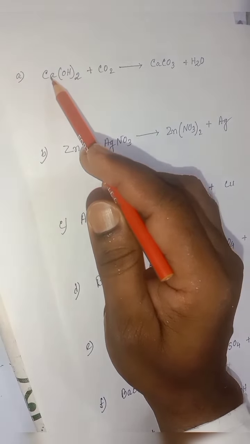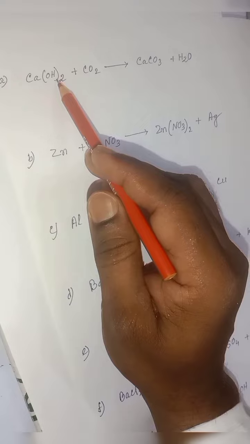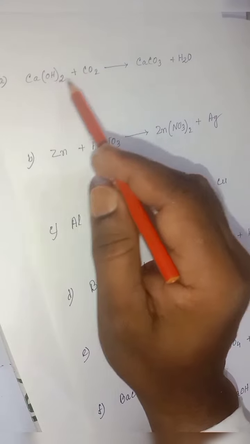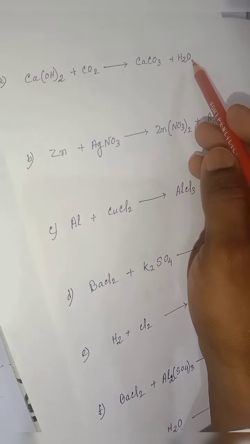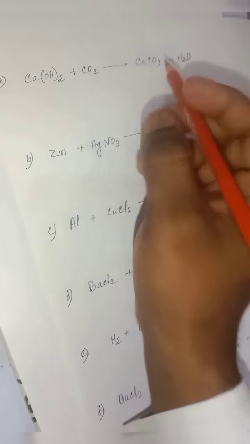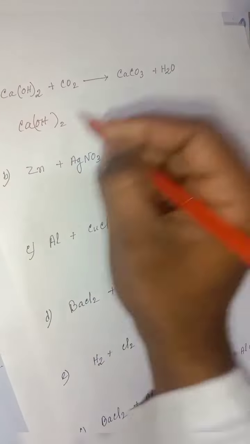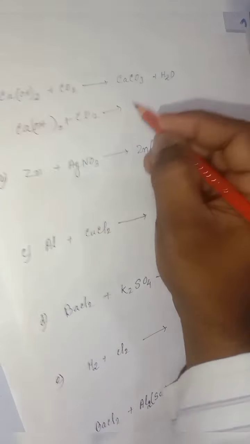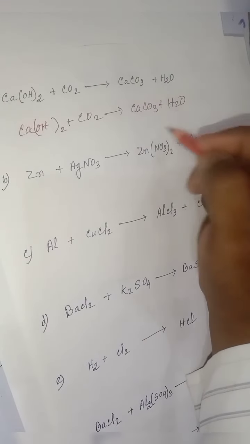Calcium: left hand side 1 atom, right hand side 1. Number of hydrogen: 2 on the left hand side, 2 on the right hand side. Number of oxygen: 2 plus 2 is 4 atoms on the left, 3 plus 1 is 4 on the right. That is the balanced equation, so there is no change in the number of atoms. That is Ca(OH)2 plus CO2 from CaCO3 plus H2O. Okay.